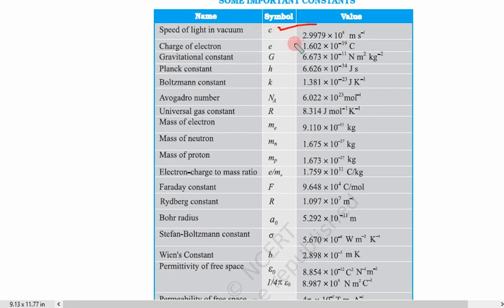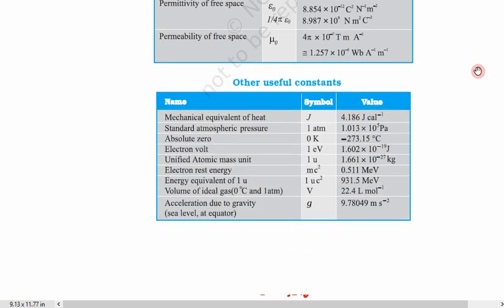This C is most important, E is most important, G is very important. Na, Avogadro number, mass of electron. So this epsilon naught, and last one this mu naught. So these are the constants that we have to remember. 7 constants: speed of light, charge of electron, gravitational constant, Avogadro number, mass of electron, and epsilon naught and mu naught. These are 7 constants that we always remember when we learn physics. So these are very important constants.